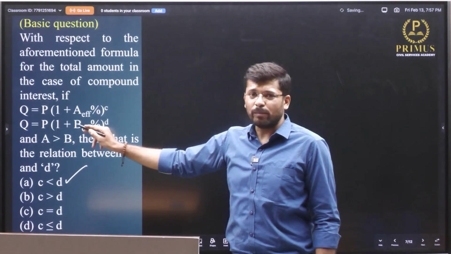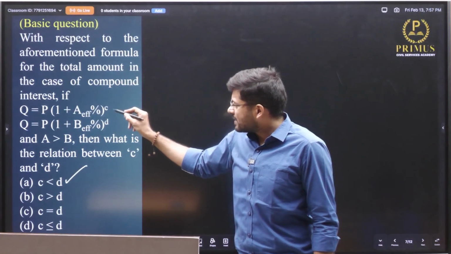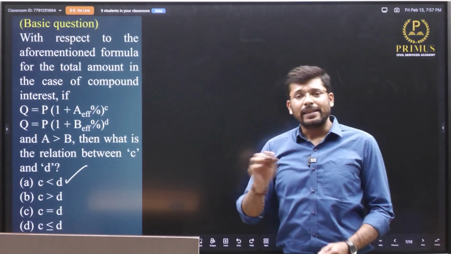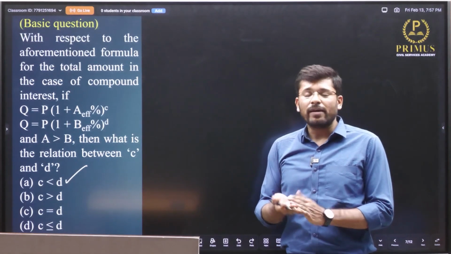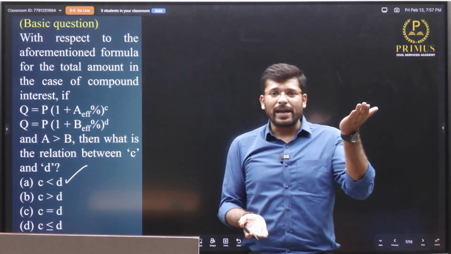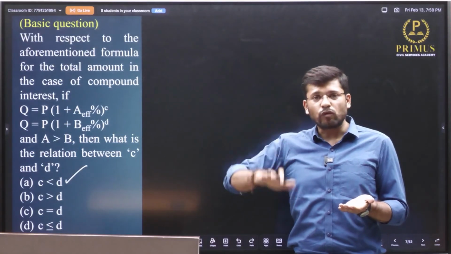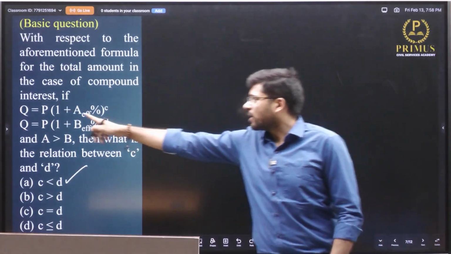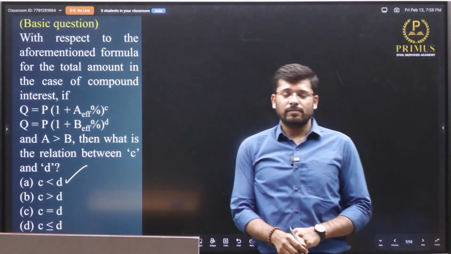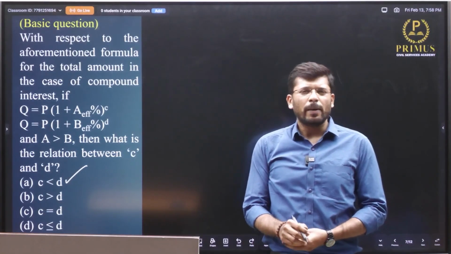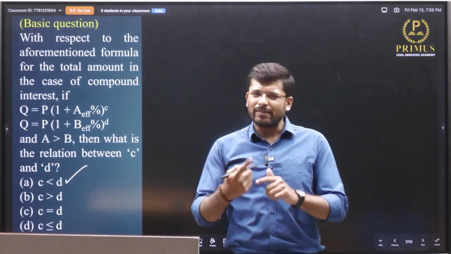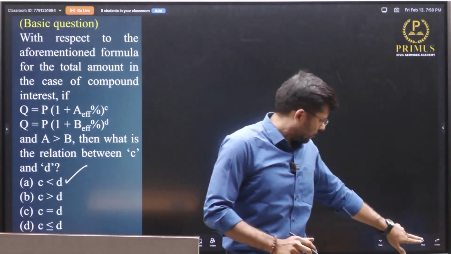If A is greater than B and if C is less than D, there might be such a case where the increase of A with respect to B can be counterbalanced by the decrease of C with respect to D, such that you will get the same value in both the cases. Okay? So this is the logic, but let us understand this logic better with a specific example.